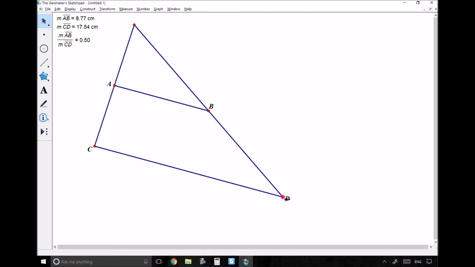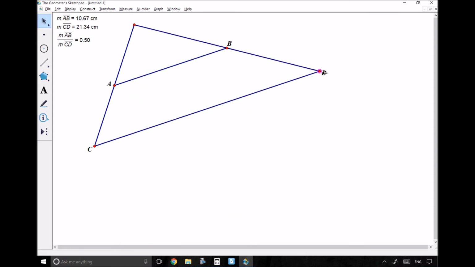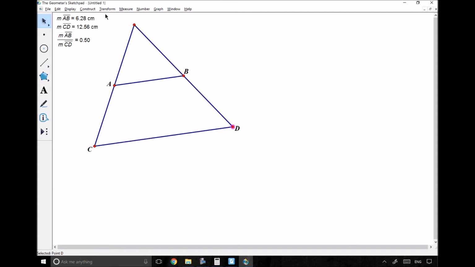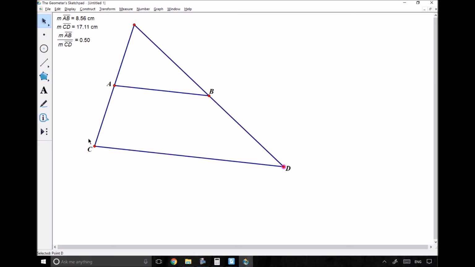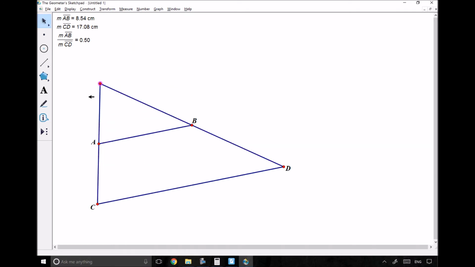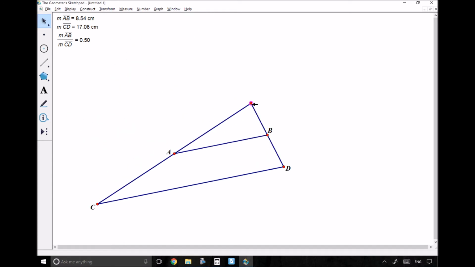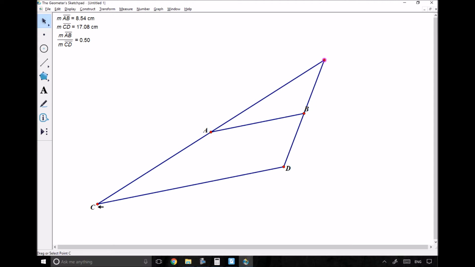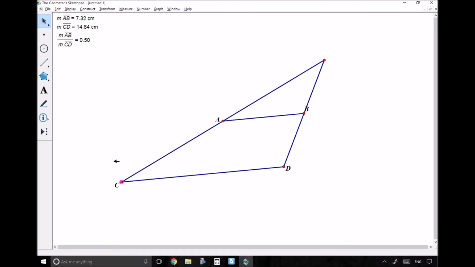Now notice when I change the length of my triangle and my segments in my triangle, AB and CD are changing, but the ratio between them still remains the same. It's always going to be 1/2. It doesn't matter which vertex I move around, it's always going to be 1/2. That's the answer that I always end up getting right here. It's always going to be a half.